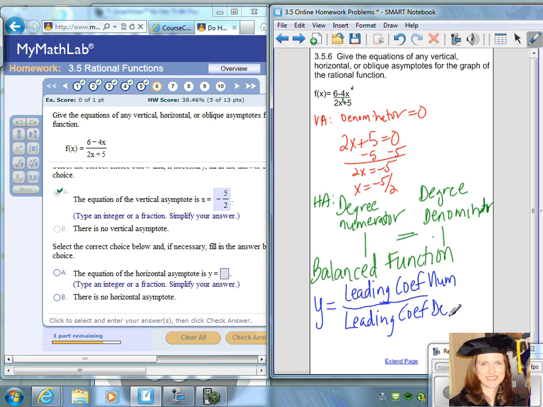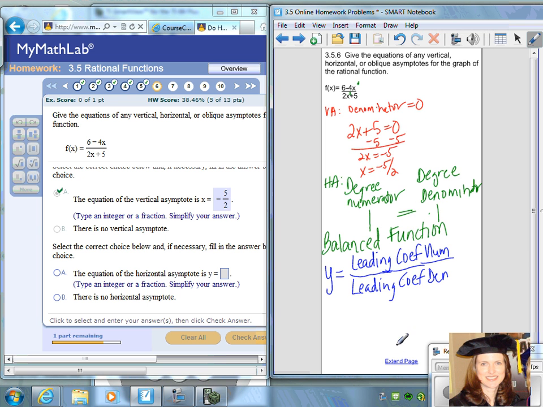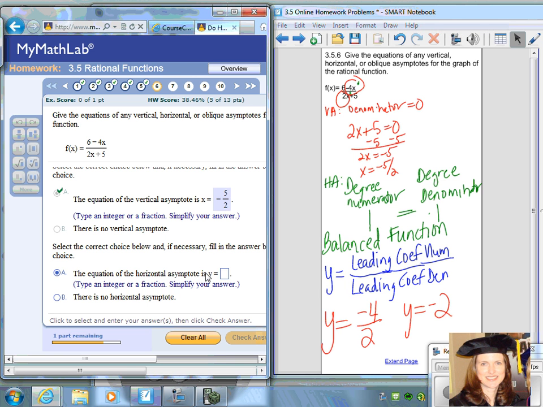Okay, that's my abbreviations. And then finally, what that is going to look like, the leading coefficient for the numerator, since that is 6 minus 4x, that leading coefficient is negative 4. You may think it's 6, but it's actually negative 4. It's the coefficient for the highest exponent of x. And then the denominator is 2x plus 5, so the leading coefficient is 2. So this is going to simplify to y equals negative 2 as the equation of your horizontal asymptote.